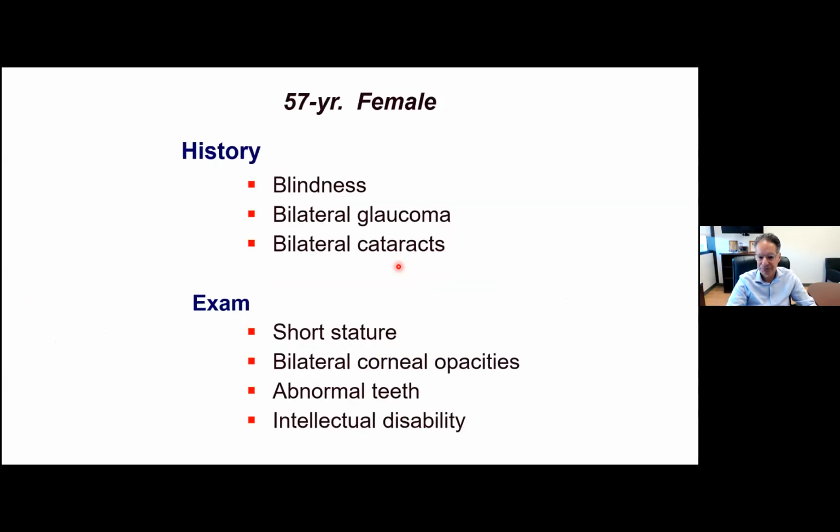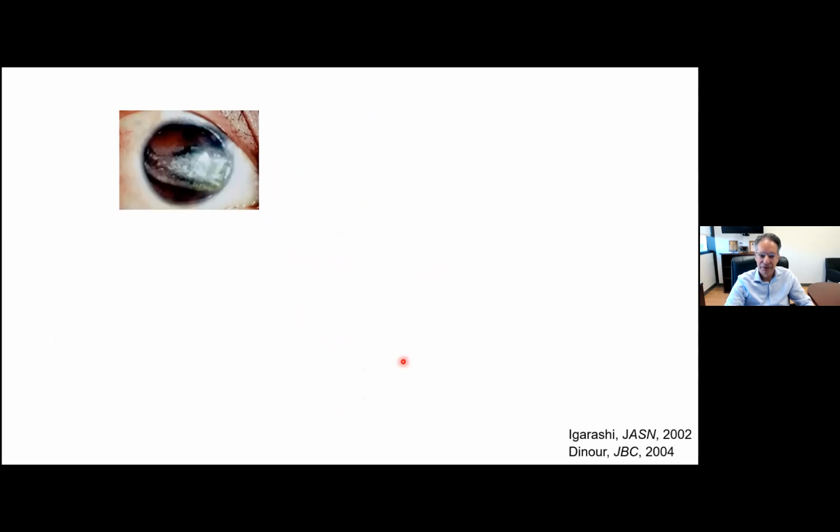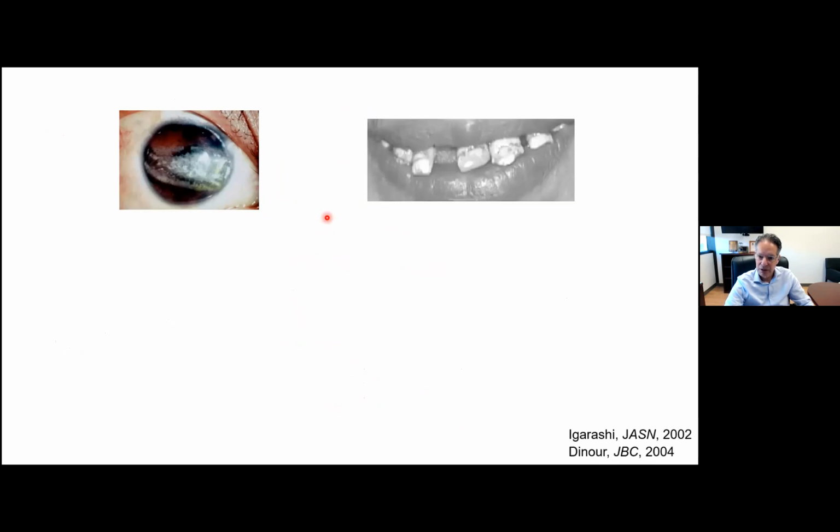So this is where the rest of the new bicarbonate generation is occurring to match the daily hepatic proton load from our diet. So let's now go to some clinical cases. This is a 57-year-old female who was blind, had bilateral glaucoma and bilateral cataracts, and she was short. She had corneal opacities, abnormal teeth, and intellectual disability. This was her eye showing band keratopathy. This was her teeth that looked abnormal.